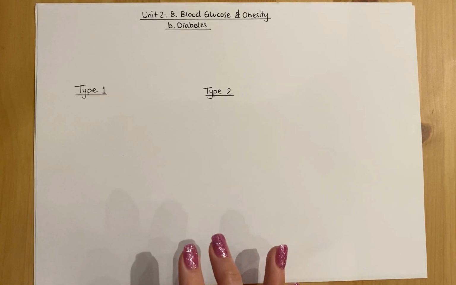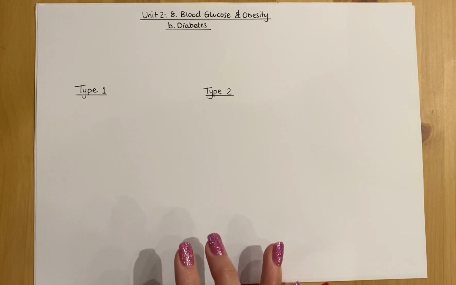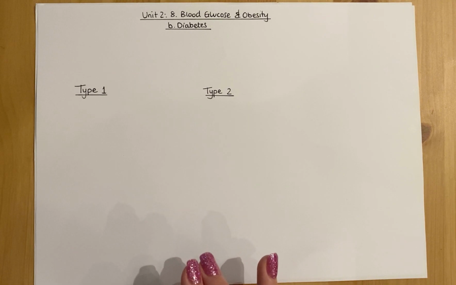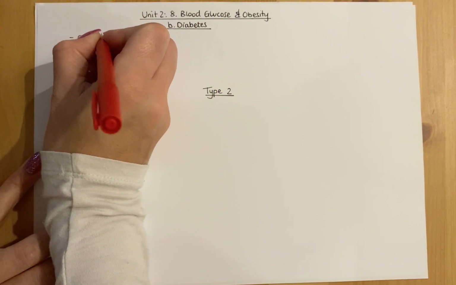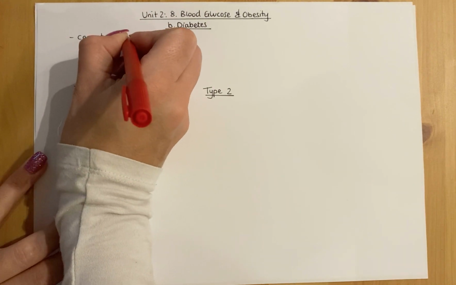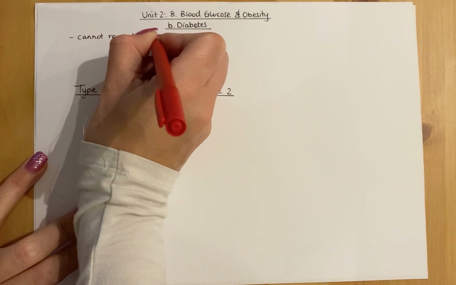So this is the second video on blood glucose and obesity. The first one referred to regulation of blood glucose, and this one will now refer to diabetes and the different types. If you're diabetic, it basically means that you cannot regulate your own blood glucose. Now there are a few reasons why that is, but your definition simply is that it cannot regulate blood glucose.